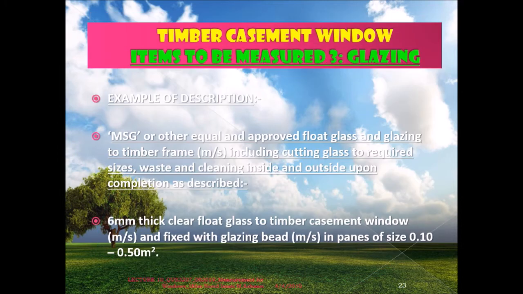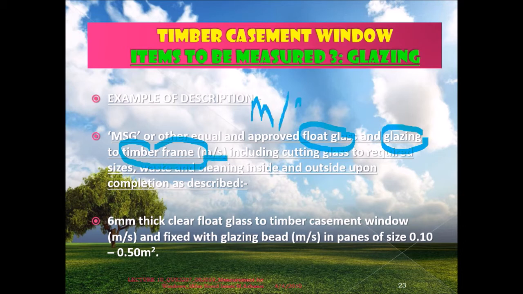If you look at this example, this is what needs to be written: MST or other equal approved float glass. This is the type, float glass. And then glazing to timber frame. Glazing to timber frame is the housing method, how you want to put this glass together, that means using a timber frame. Why do we need to put MS? MS stands for measure separately.